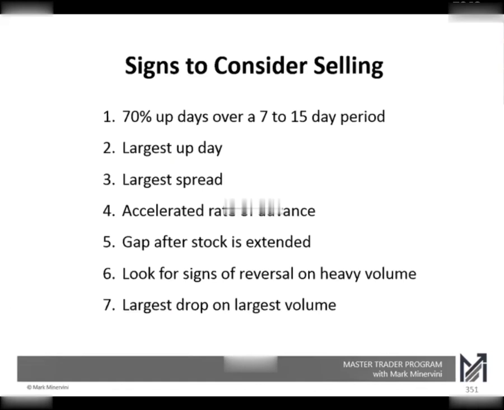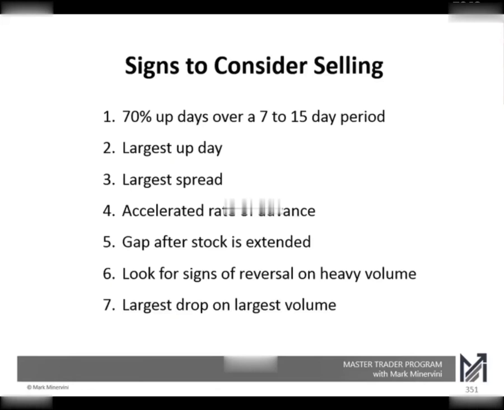As a matter of fact, when you really want to look for this stuff is when you get an accelerated rate of advance. So now the stock starts running up at a faster rate than it did previously. And that's where you want to start looking and counting those days, looking for the largest up day, looking for the large spread. When you get that largest up day, the largest spread, and you get this run of over 7 to 10 or 15 days where 70%, more than 2/3 of the days are on the upside, and you've accelerated, that's generally within 1 to 3 days of at least an intermediate term top.